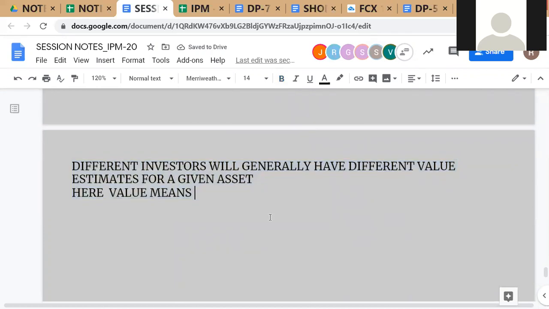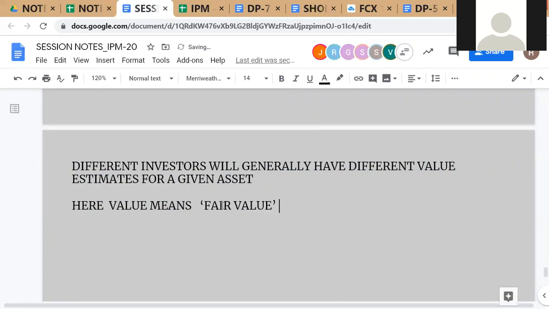So here value means what we call fair value. This is a term that you have to get used to now. It's a technical term. Fair value, this is a technical term in finance.